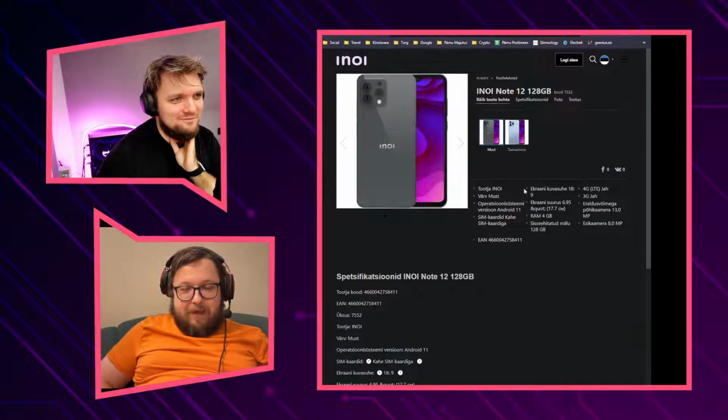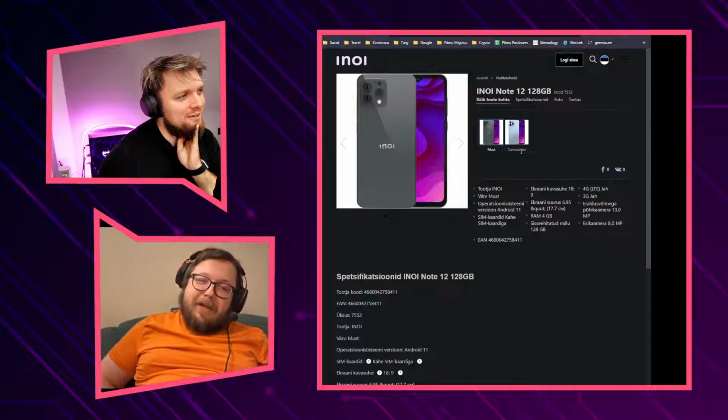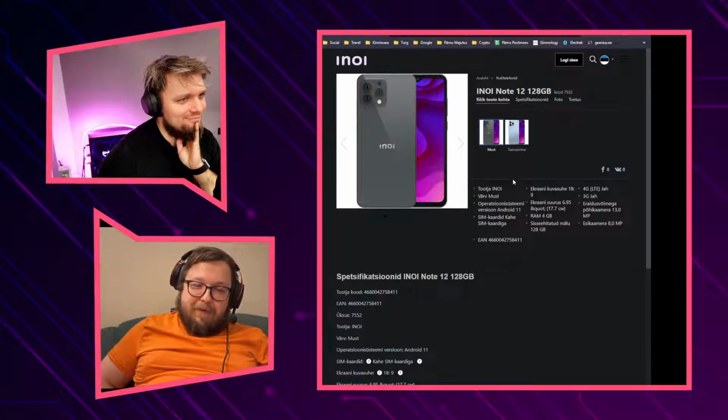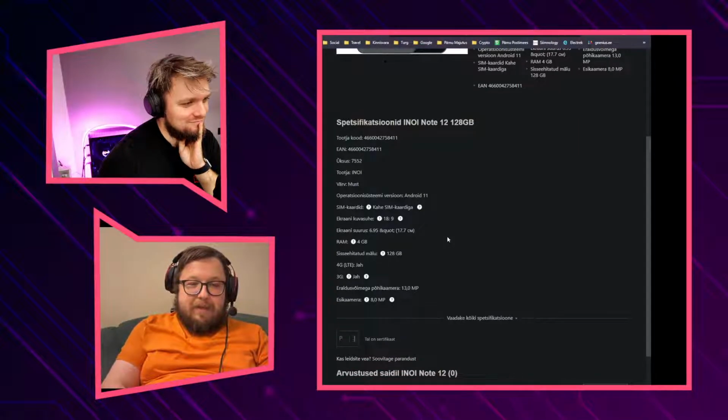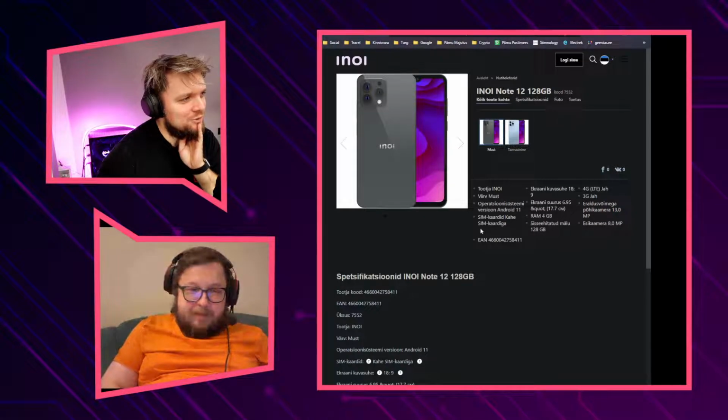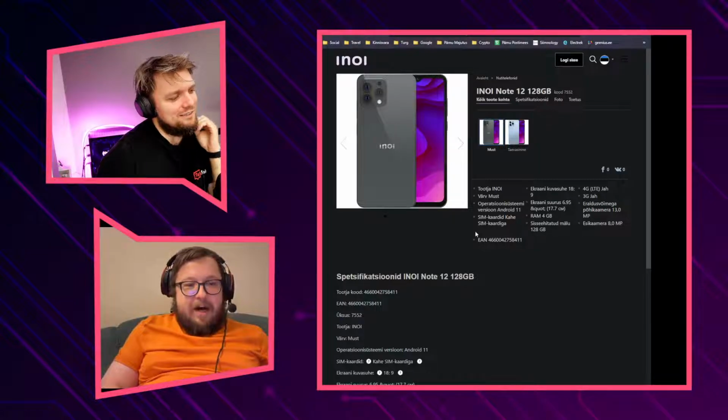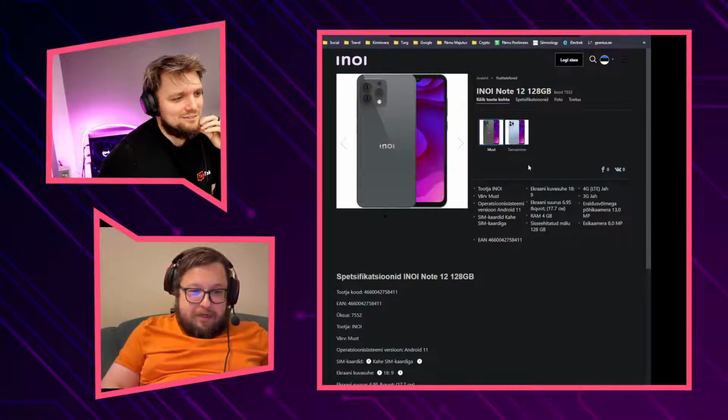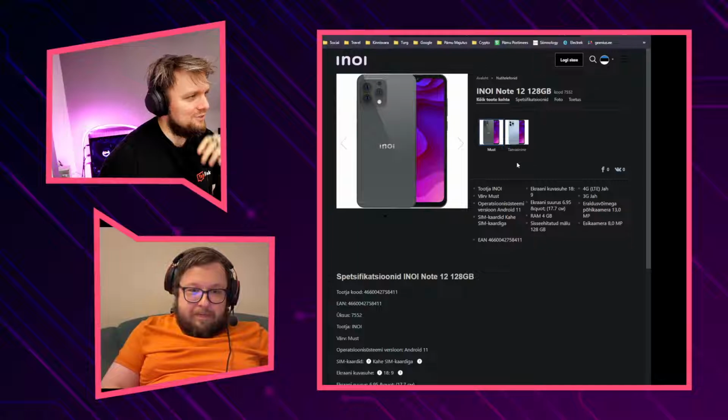Note 12 is also a funny name. Why is it funny? Wait, so did they have 11 other notes before? Because I never heard of this company. No, they started with the 12 and then they go straight to the moon, right? Redmi Note 12 is also a funny name. Xiaomi is doing the same thing with the Note, basically.